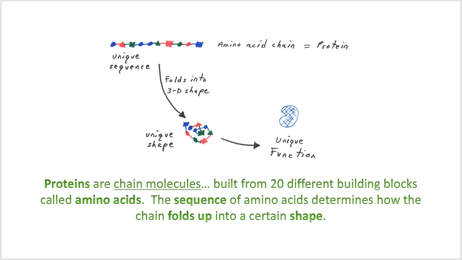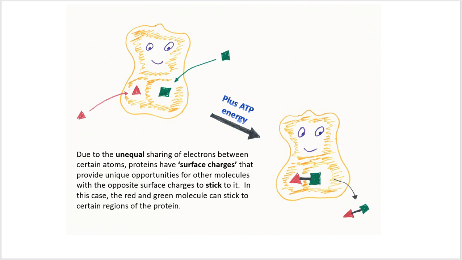Now, proteins are chain molecules built from 20 different building blocks called amino acids. So the sequence of amino acids determines how it folds up into a three-dimensional shape, and it's the shape that will determine what kind of job it can do. And the reason is that the atoms that make up a protein are unequally sharing electrons, and this generates surface charges on the protein. So that means this protein has different kinds of surface charges, positive regions and negatively charged regions, and then that means that other molecules can stick to the protein at certain locations.